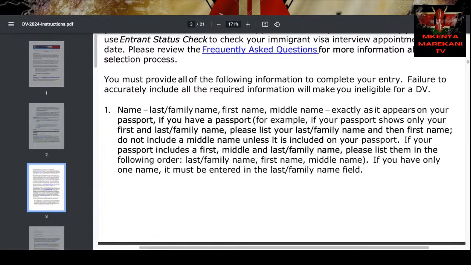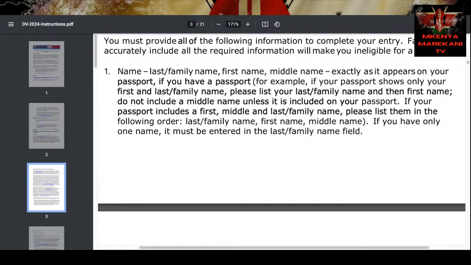Yeah, so for example, if a passport shows only your first and last family name, please list your last family name and then first name. Do not include a middle name unless it is included in your passport. Yeah, I've had these questions a lot. People ask me, my passport has two names, should I write three names? No, just write exactly what is in your passport, to save yourself the misery of missing this opportunity.